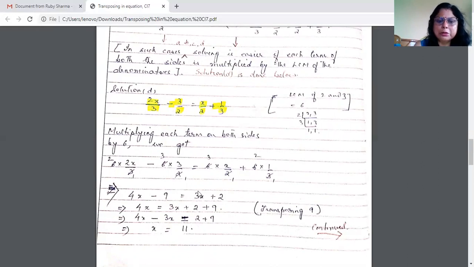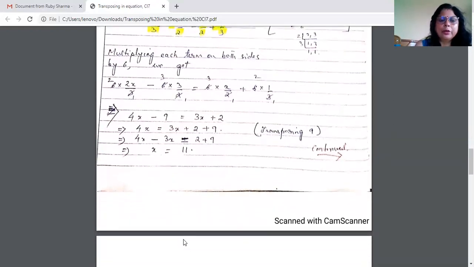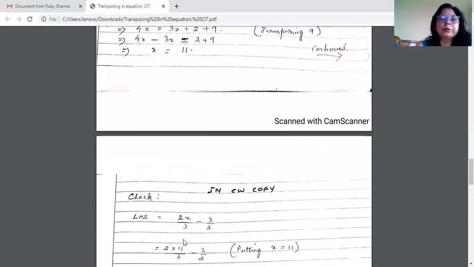After all, these are numbers, isn't it? When you put the value of x, it will be a number only after all. So think it that way. So 3x, when it comes to the left hand side, it becomes minus 3x. These two are like terms which can be calculated. So you get x is equal to 11. So do the rest of the sums, try it out, and if there's any problem, you can get back to me.